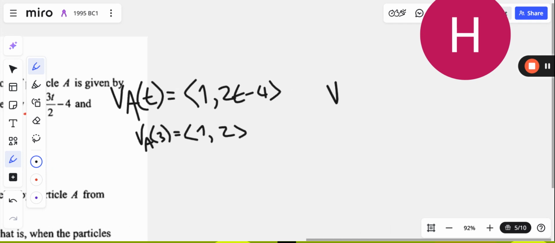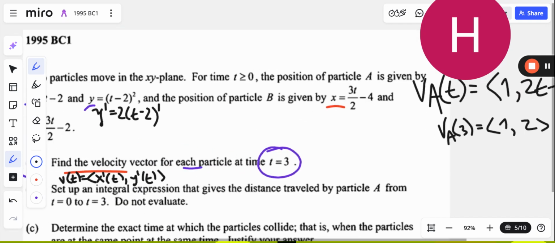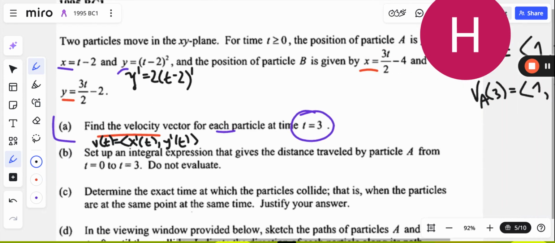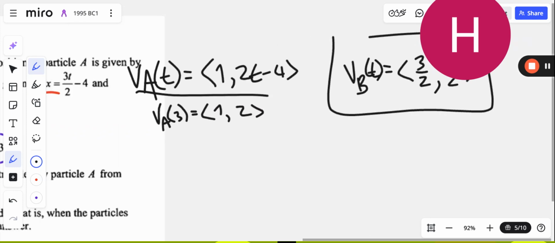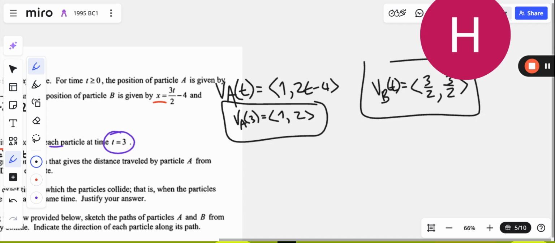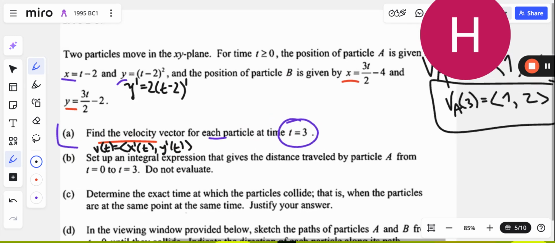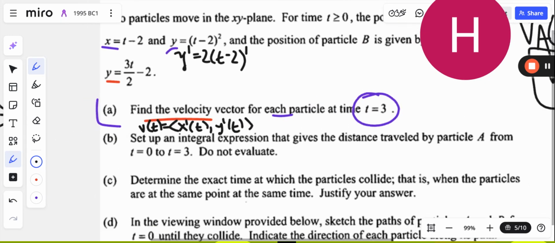Now if we're talking about velocity of the particle B, that one is going to have 3/2 as its x derivative, its x component of velocity, and its y component of velocity, also 3/2, so nothing to plug in there. Those are our two velocity vectors. Should be pretty straightforward, very easy. They just have you take little baby derivatives, several of them.